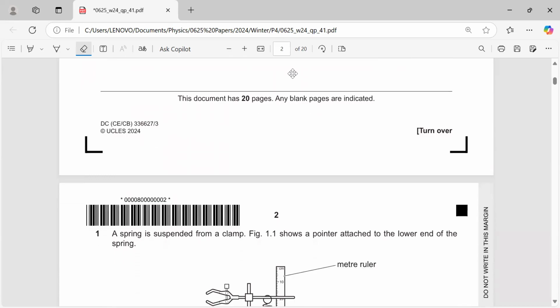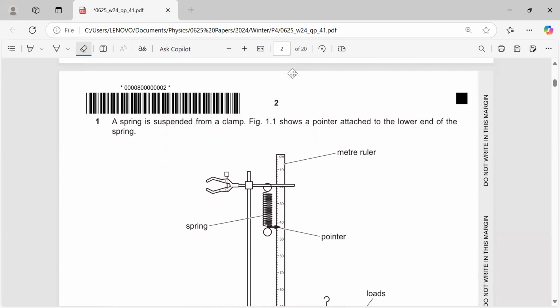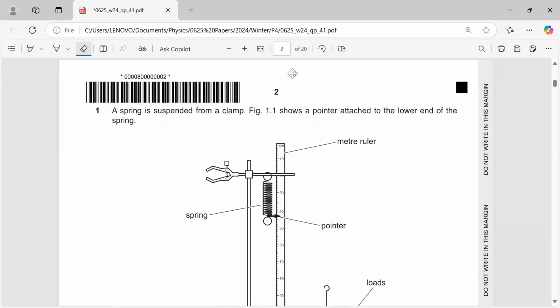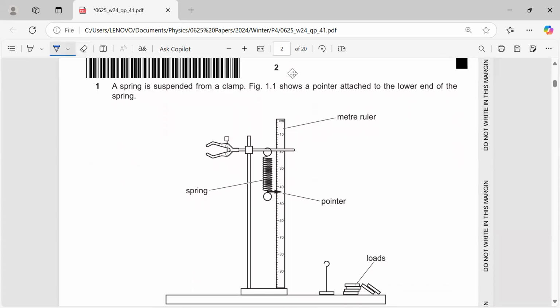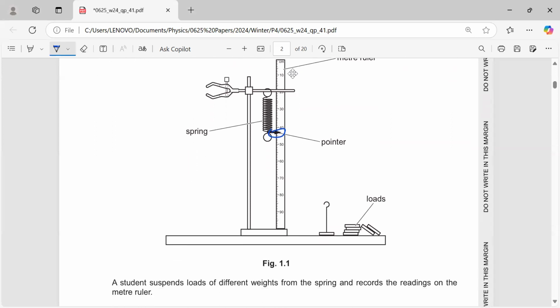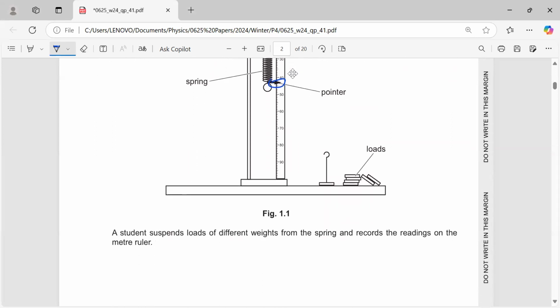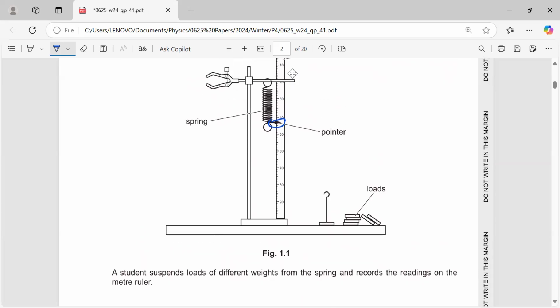Today we are going to solve the past paper 0625 October November 2024, P41. In question number one, a spring is suspended from a clamp. Figure 1.1 shows a pointer attached to the lower end of the spring. A student suspends loads of different weights from the spring and records the readings on the meter rule.